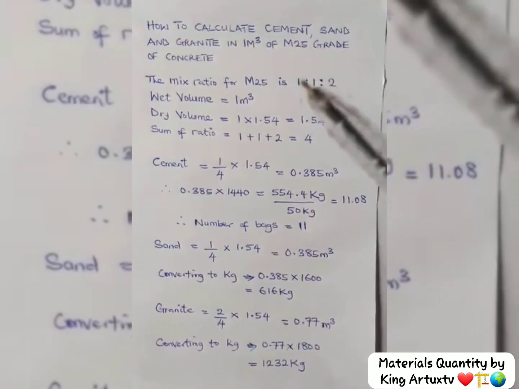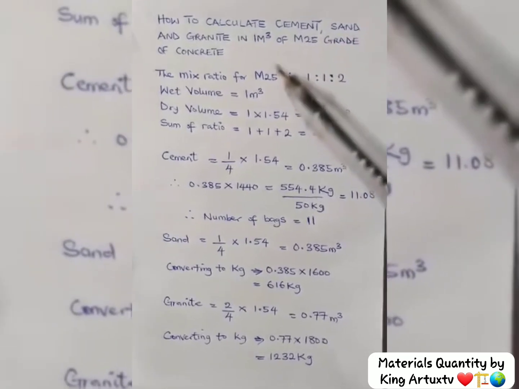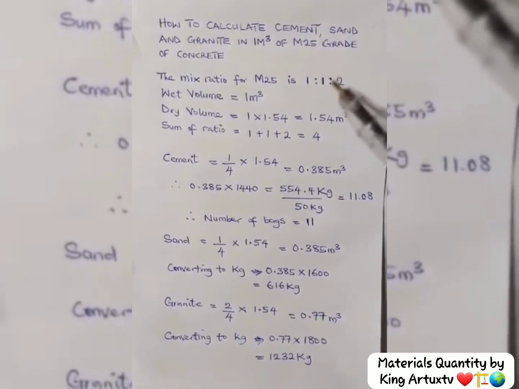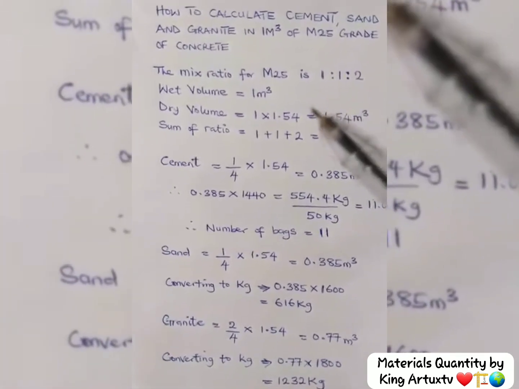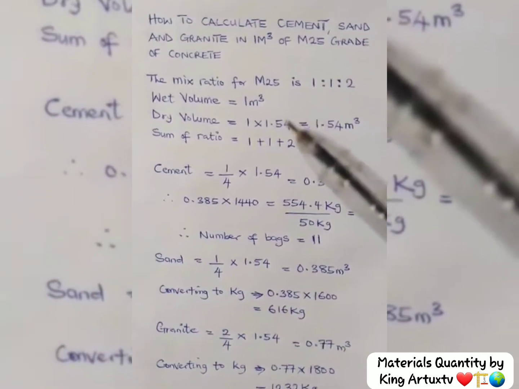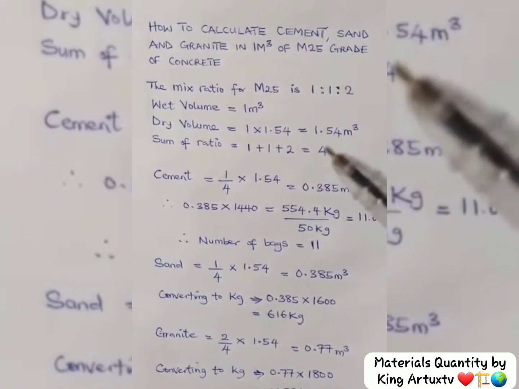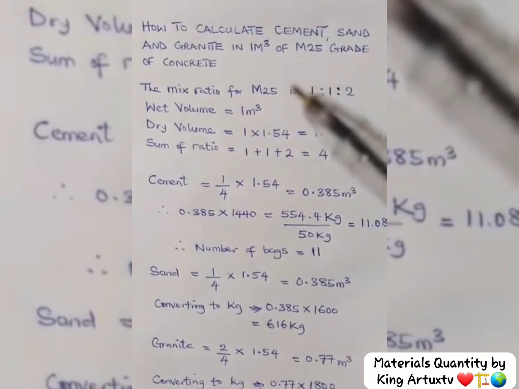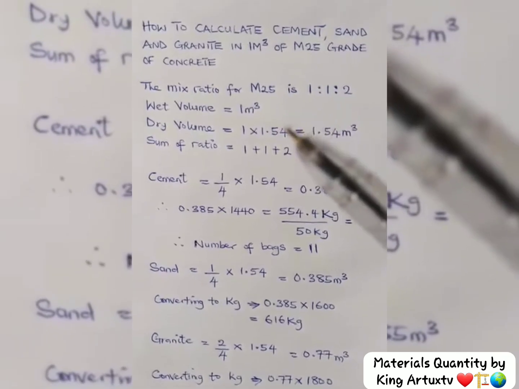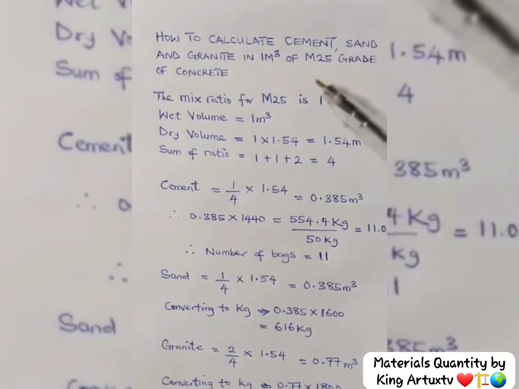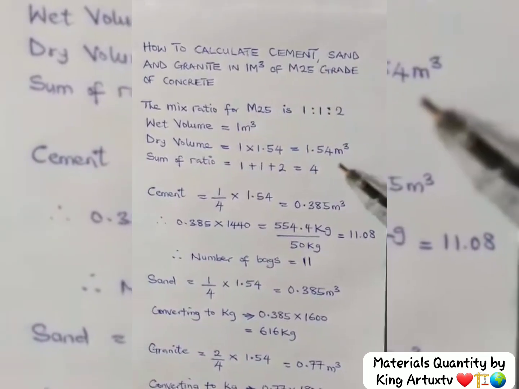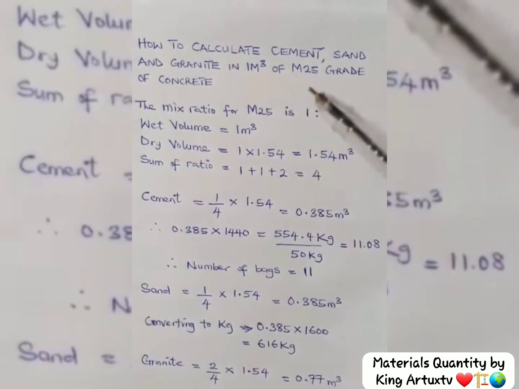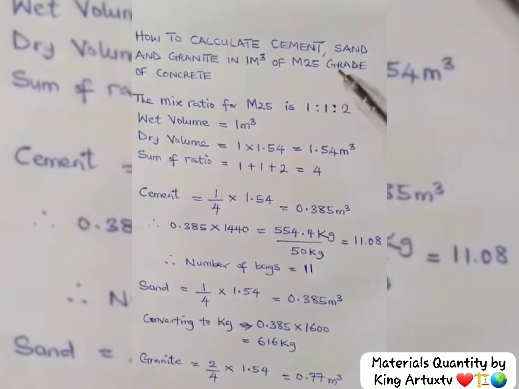It is these materials that form concrete, and these concretes have various strengths, which are measured by their grades. The grades are formed by a certain mix ratio, so every grade of concrete has its mix ratio. For you to calculate the quantity of each constituent, you must know the ratio for that grade of concrete. In this case, we are considering M25, which is the grade of concrete.